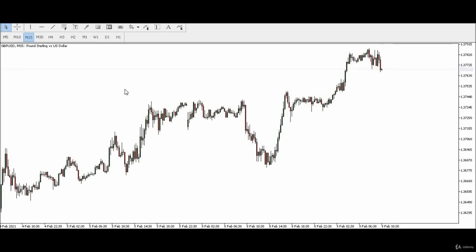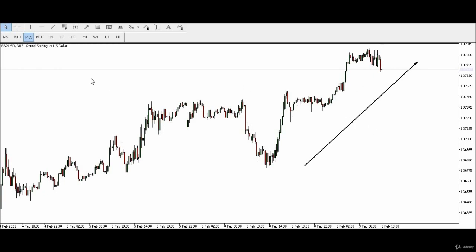So this is GBPUSD, 15 minutes time frame. Let's start. We are looking at trend. It's up, but like in previous lecture, here again is a big red candle. So it means that the sellers are coming in the market, at least for a while.